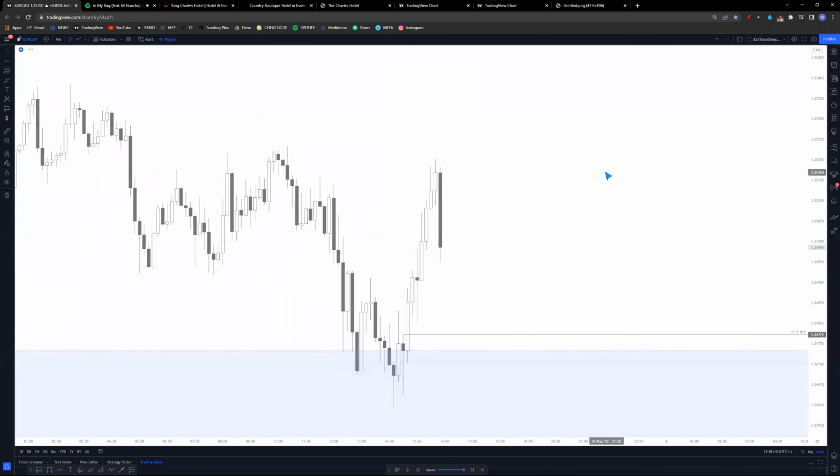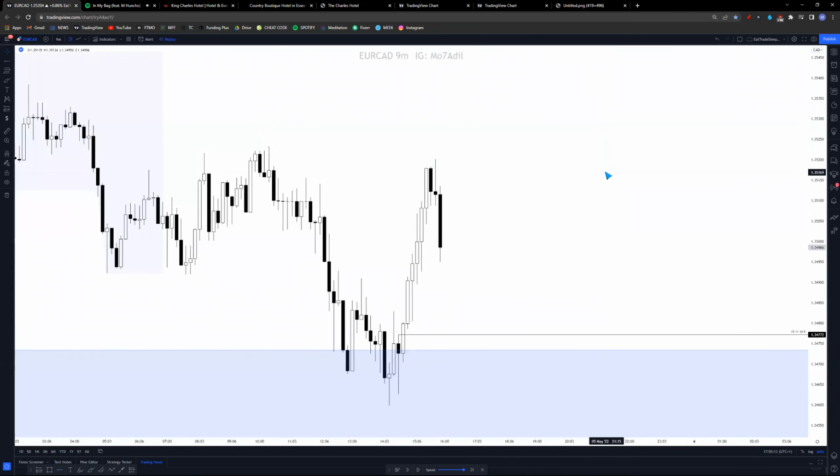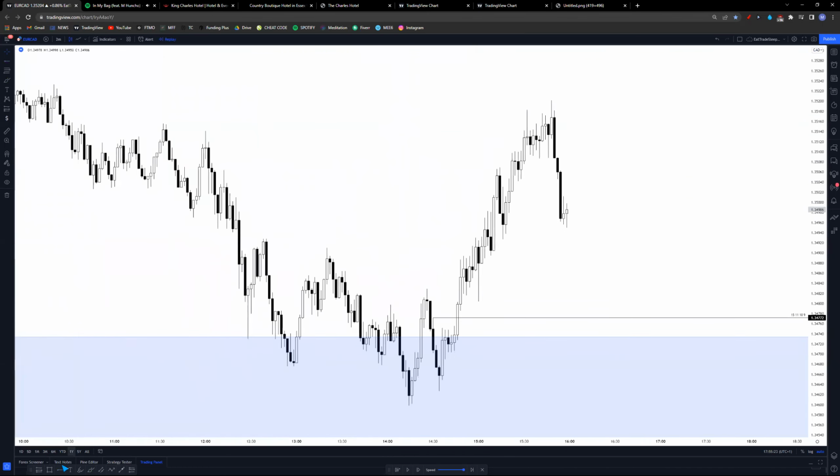So we have the 10. Do we have the 9? Yeah, so you get the point. We have multiple different time frames that line up with the same price level. So that's added confluence. And specifically, I'm trying to play out of these orders right here.